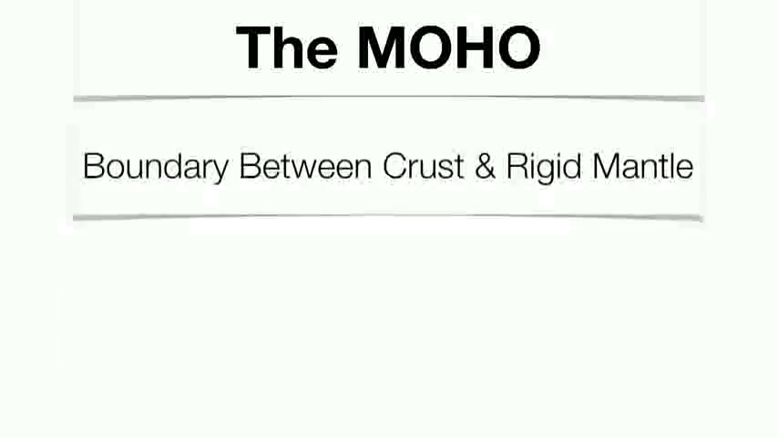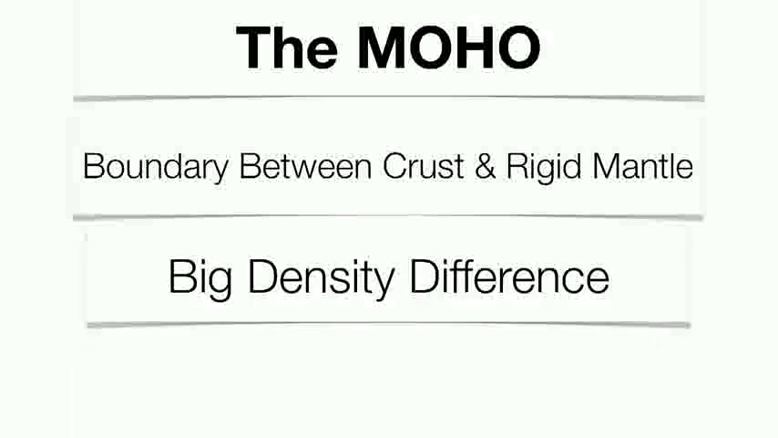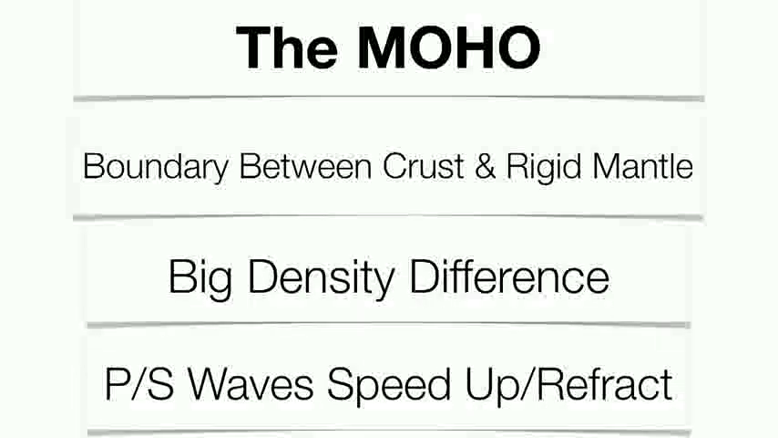The MOHO is a boundary between the crust and the rigid mantle. Well, what separates the two layers? Density. Through the study of P waves and S waves, we have been able to discover that when earthquake waves exit the crust and enter the rigid mantle, not only do they speed up, but they also bend. Fancy word for bending is what we call refraction, and that's all caused by a density difference. That boundary between the crust and the rigid mantle is what we call the MOHO.